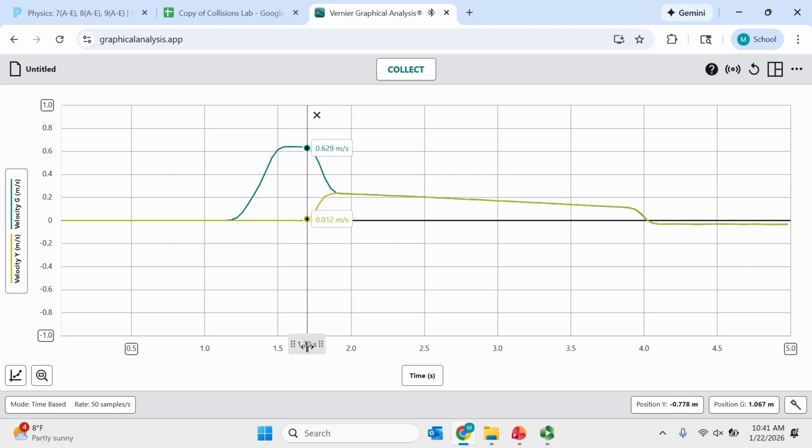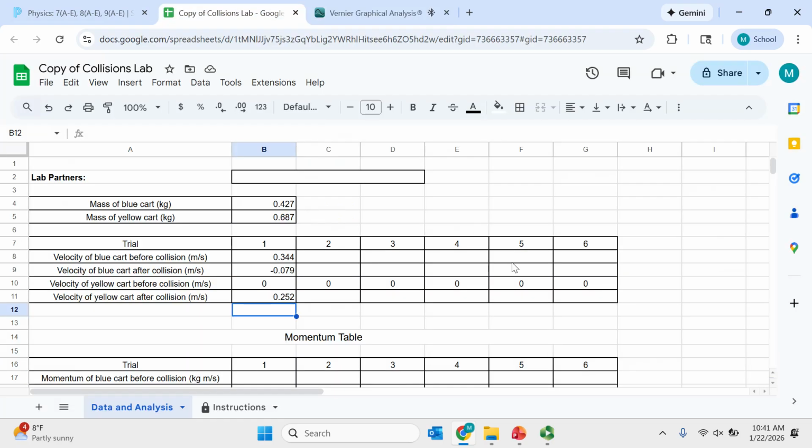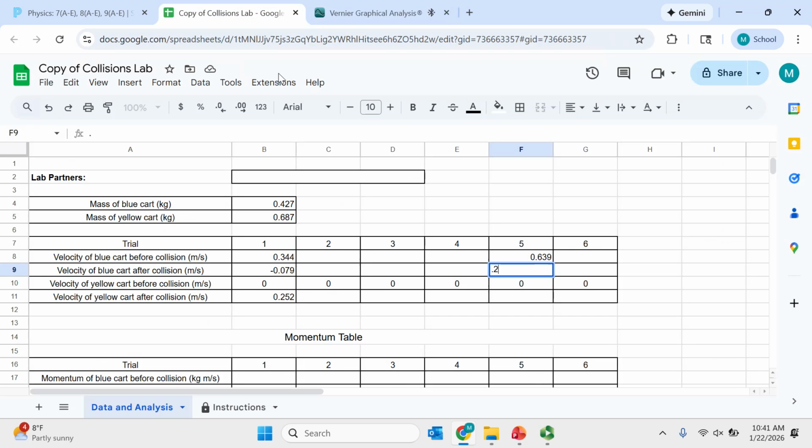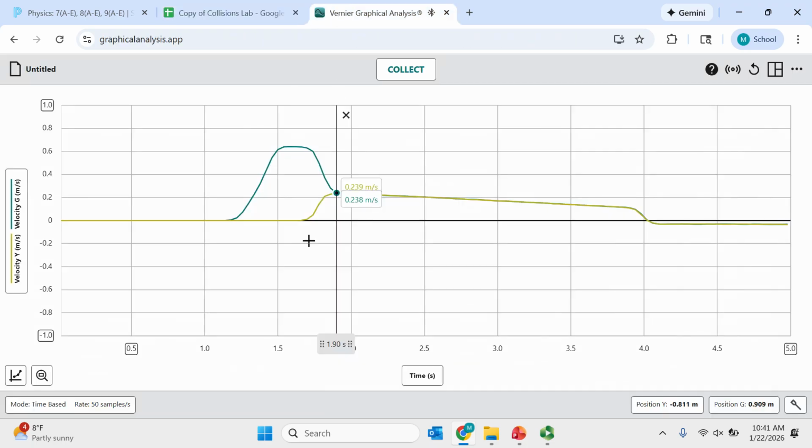If I want to know the speed before the collision, I'm probably going to pick, say, this point here. So the blue cart is moving 0.639 before the collision. And then after the collision, we're going to pick when they start moving together. Oh, 0.238, 0.239. And there we go, I've collected the data for that one as well. So that's how I collect the data for this lab and what I'm going to be looking for in terms of finding the velocity data.